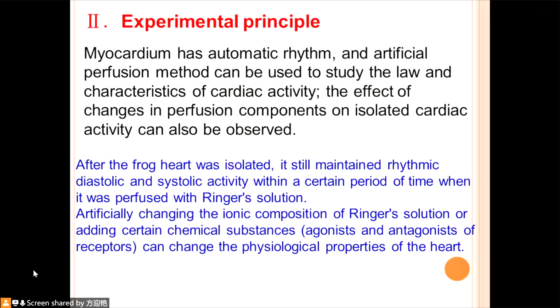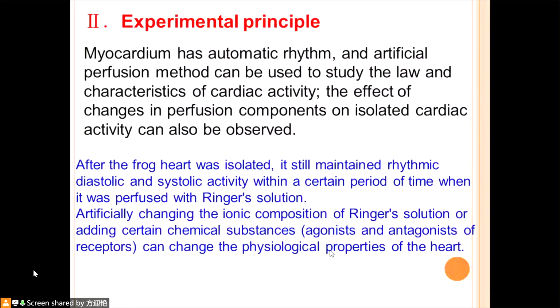Yeah, if you're interested, I hope you research how the Ringer's solution was produced; the history of how it was produced is also very interesting. I won't talk about that here. Also, artificially changing the ionic composition of Ringer's solution, or adding chemical substances like agonists and antagonists of the receptors, can change the physiological properties of the heart.